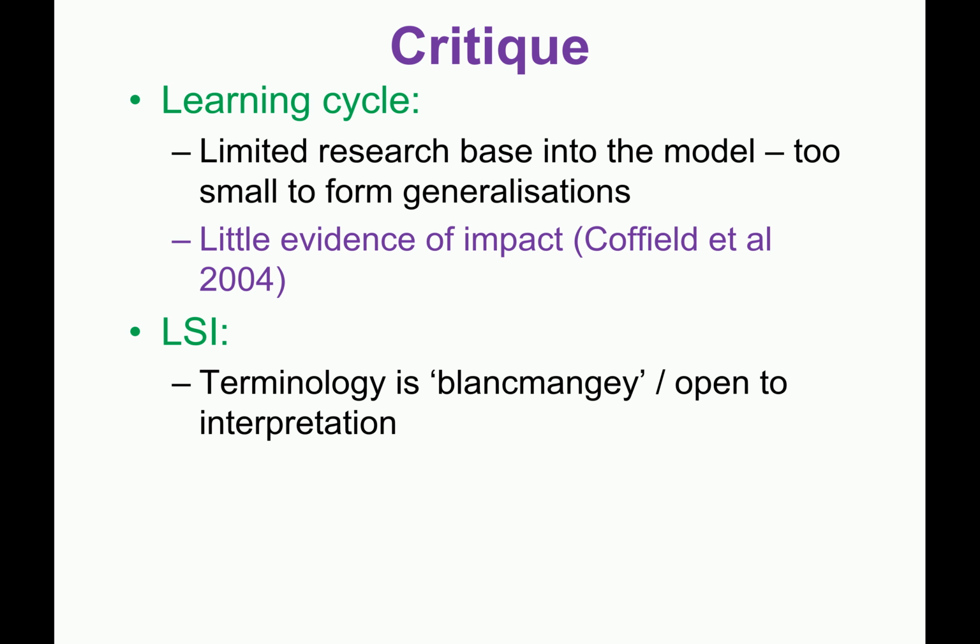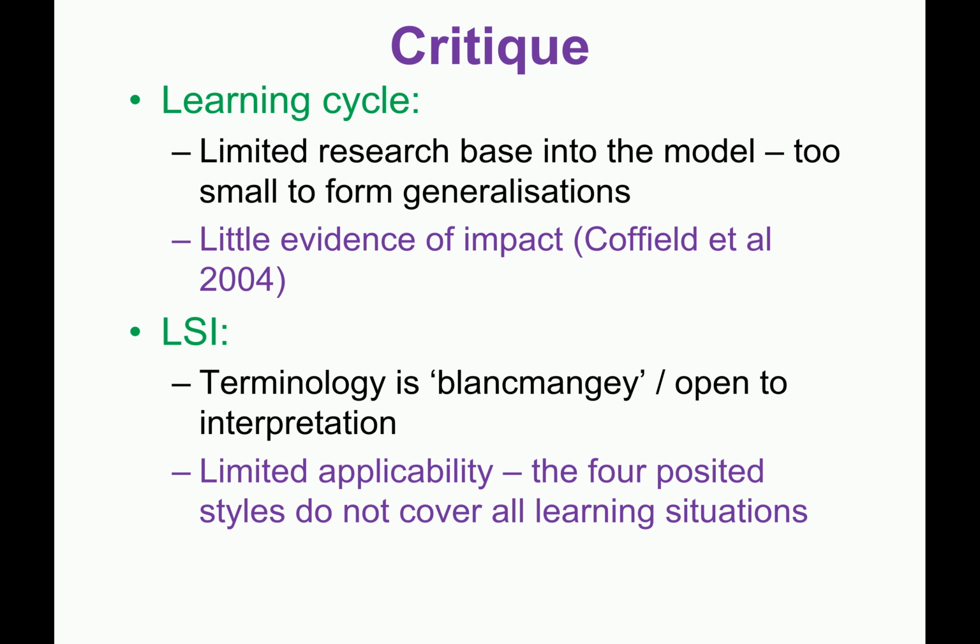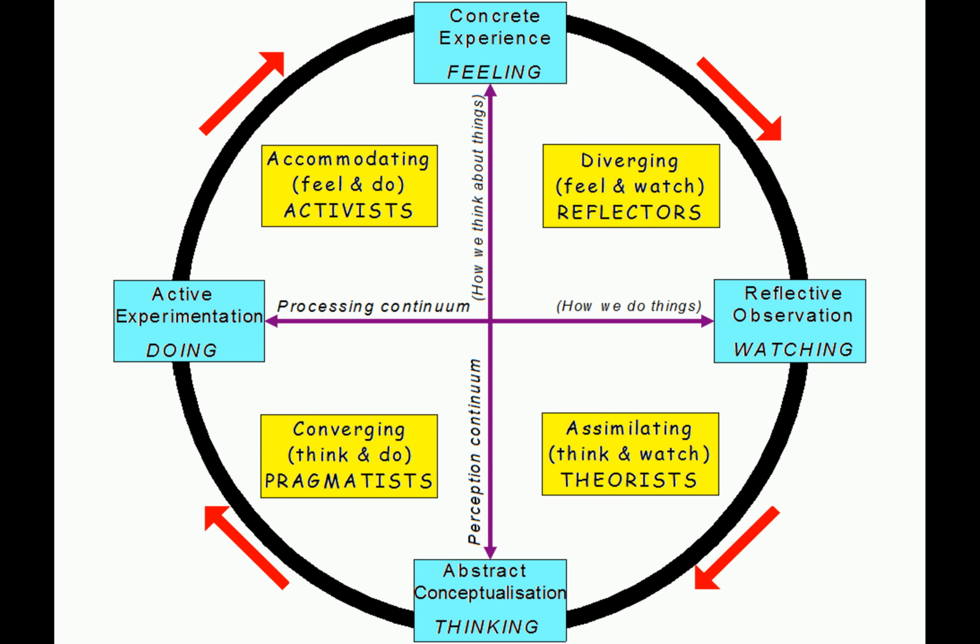In terms of the inventory, as I've already gone through, the terminology is blancmange. I don't know if you have ever eaten blancmange, but it's wibbly wobbly and opaque, open to interpretation. And again, there's limited applicability. I would argue it's useful because it feels as if there's grains of truth in this, but surely the consequences for us are very similar to the consequences from the other work we've looked at on learning styles.